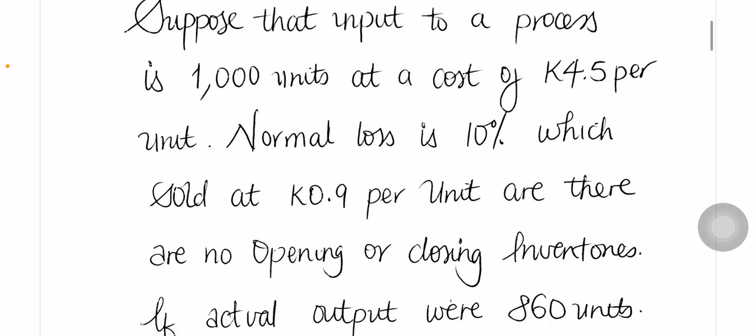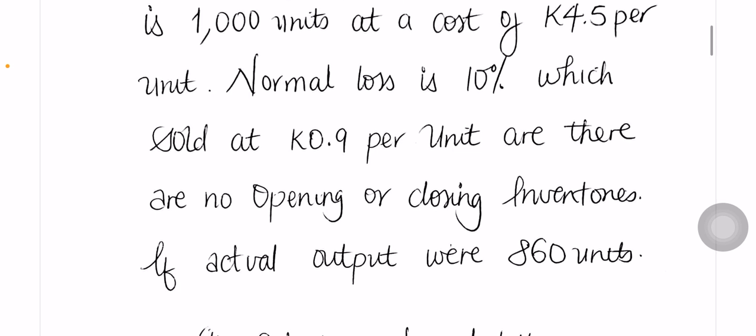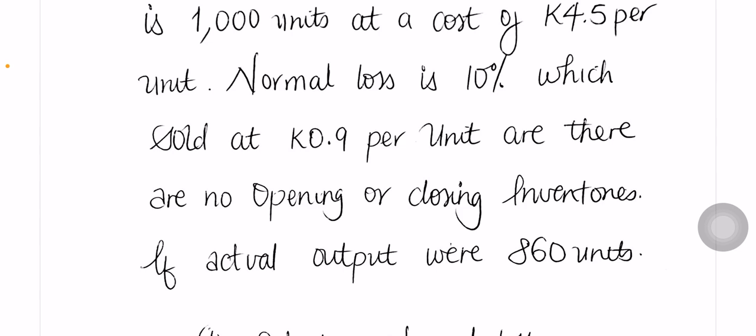Normal loss is 10%. So the units that you usually lose can also be sold. In any production process, there's some normal loss expected. So particularly here, 10% is usually lost, but they can sell those units at 0.9 per unit. There's no closing or opening stock. Actual output is 860 units.